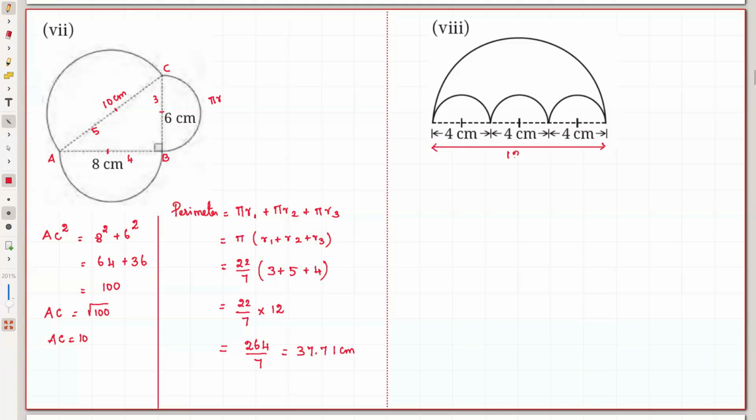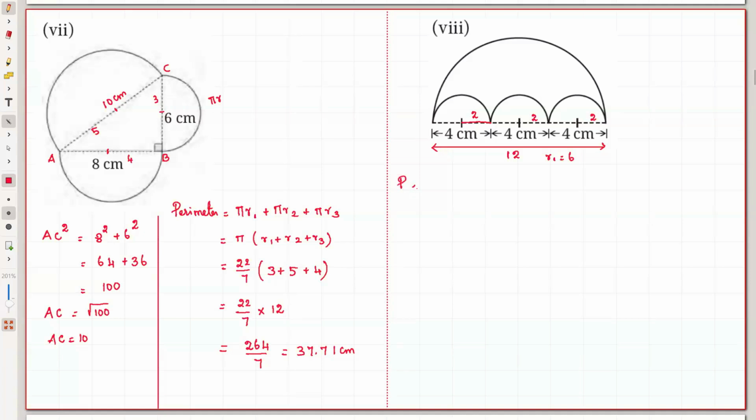That means the radius R1 will be 12 by 2, which is 6. And we have 3 small semicircles. The diameter is 4, so the radius will be 2. Here also the radius is 2. So now I would write the perimeter.